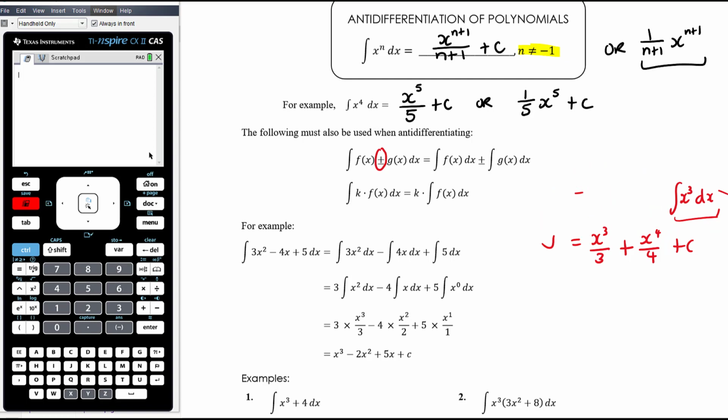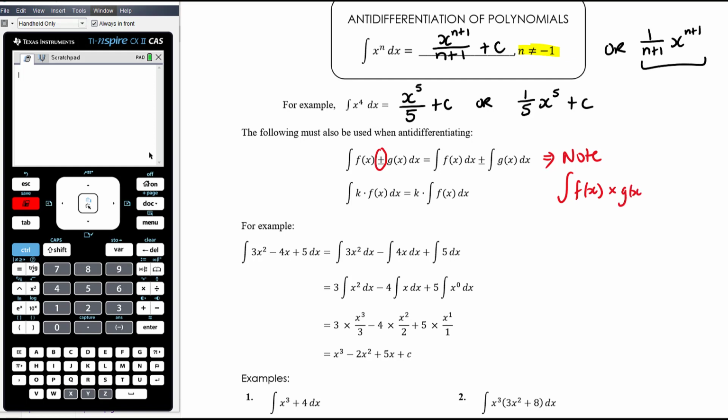The key thing that's missing from there, and this is the same problem that we had with differentiation, is that if we are anti-differentiating f of x times g of x, it is not the antiderivative of f of x times the antiderivative of g of x. So if it's a product of two functions, we cannot just anti-differentiate each part of the product separately. We must first simplify or expand so we've only got addition and subtraction.